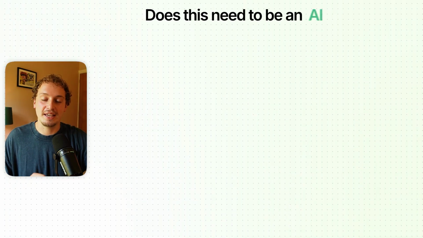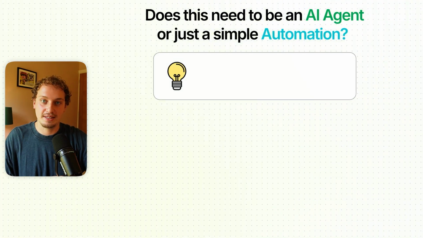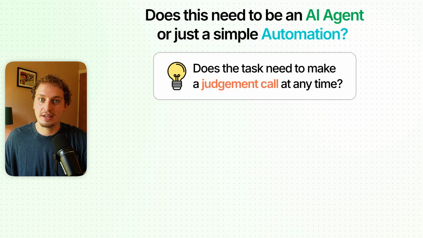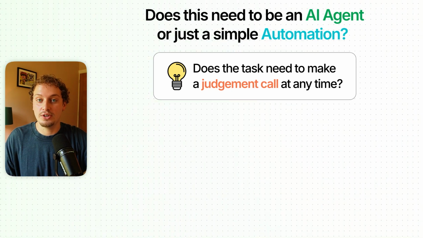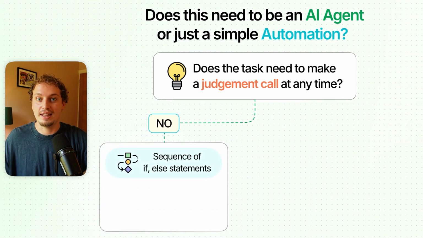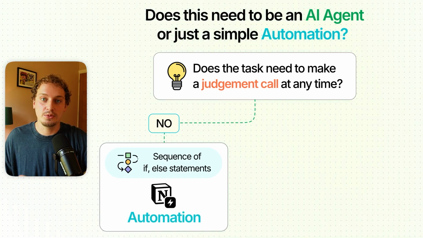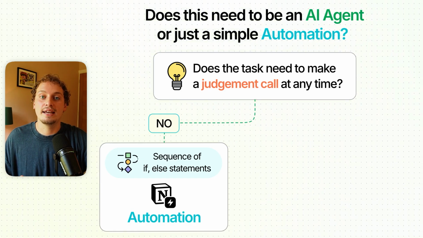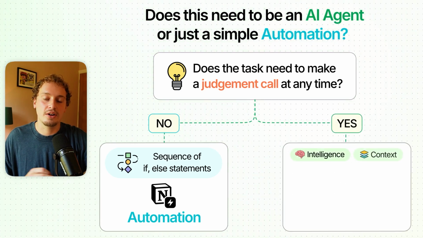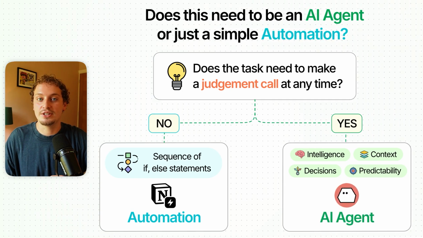But before you even get there, there's one question worth asking first. Does this actually need to be an AI agent, or could it just be a simple automation? And the rule of thumb is this. Does the task need to make a judgment call at any point? Does it need to interpret something, weigh up options, or respond to nuance? If the answer is no, if it's just a clean sequence of if this, then this, if yes, do this, if no, do that, then it's probably an automation. Notion's built-in automations handle that well, and there's no reason to add AI complexity where it isn't needed. But if the task requires intelligence, reading context, making decisions, producing something that isn't predictable, that's when an AI agent earns its place.